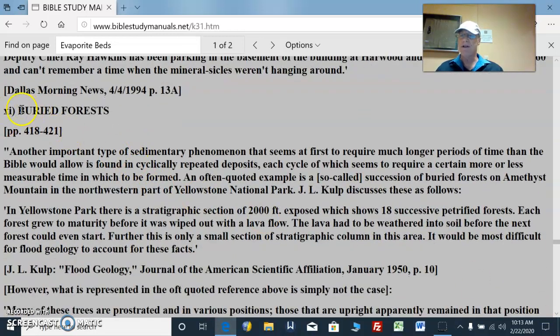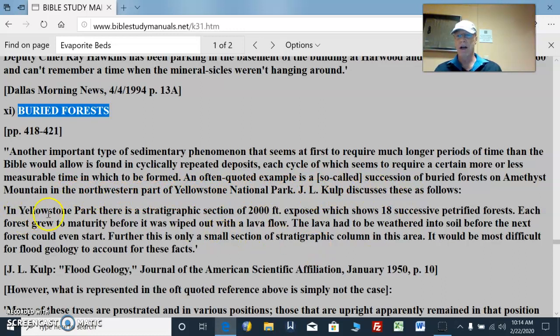Buried forests also support a worldwide flood, a cataclysmic event. Another important type of sedimentary phenomenon that seems at first to require much larger periods of time than the Bible would allow is found in cyclically repeated deposits, each cycle of which seems to require a certain more or less measurable time in which to be formed. An oft-quoted example is the so-called succession of buried forests on Amethyst Mountain in the northwestern part of Yellowstone National Park. J.L. Krupp discusses these as follows.